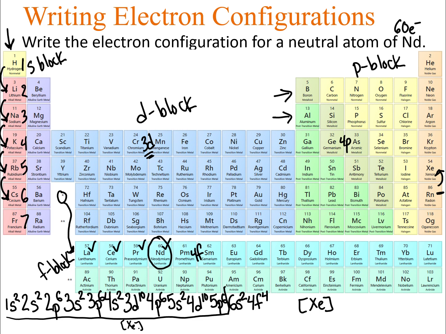Then you just figure out what you have remaining. Xenon has 54 electrons. Neodymium has 60. So you have 6 more electrons to place. We're starting in the 6th period. So we fill our 6s with 2 electrons. Then we travel down to the F block, count, and put 4 electrons in the 4F. That's the abbreviated version.